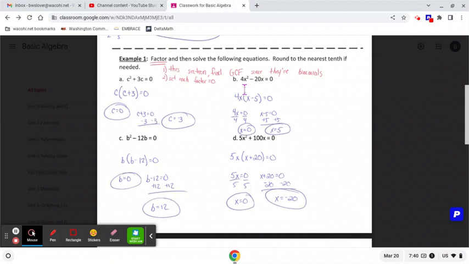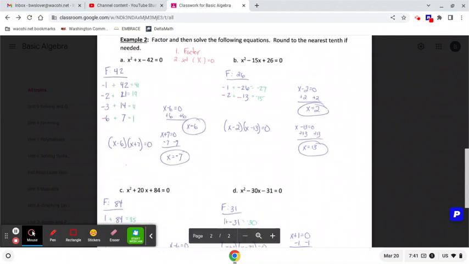Same thing on letter B. I look for a greatest common factor, a number and/or number-letter combo that they both have in common. So if I look at the coefficients of 4 and 20, they each have a 4. That's the largest number they have in common. And then I look at the variables, they each have the same letter, so I take the lowest power. So in this case, it is going to be an x. So my greatest common factor is 4x. When I divide both of those, I'm left with x minus 5, and then I solve. 4x equals 0, x minus 5 equals 0. Likewise for letter C and letter D.